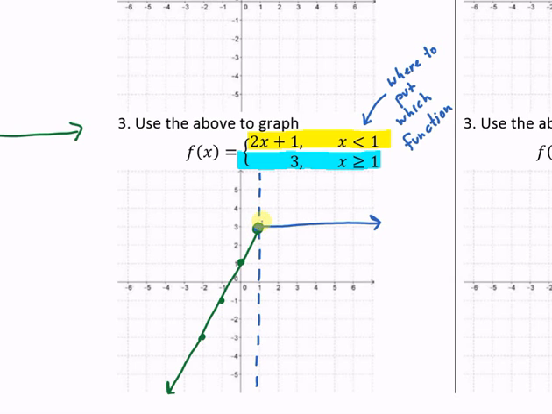I think on your homework, your 2 functions won't line up, so you'll have a gap or a jump. Anyway, that's how to do this.